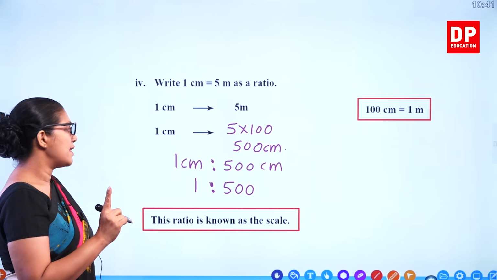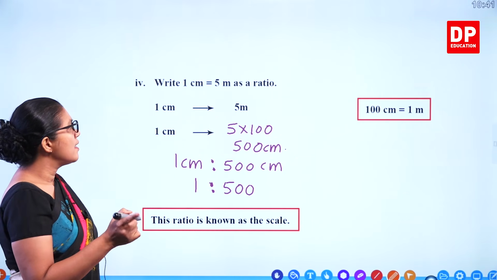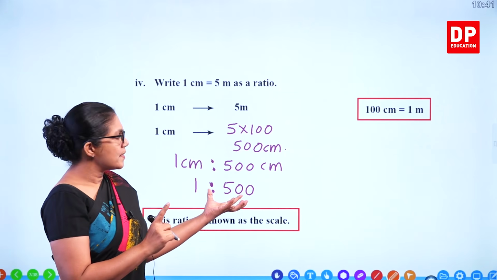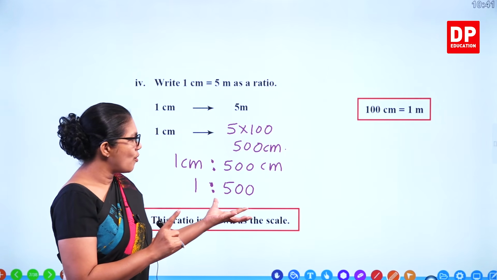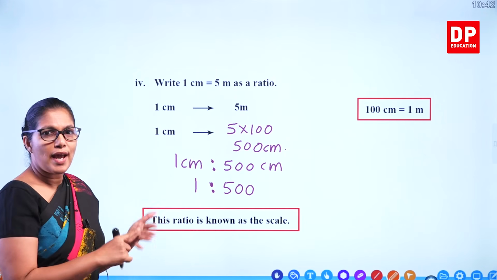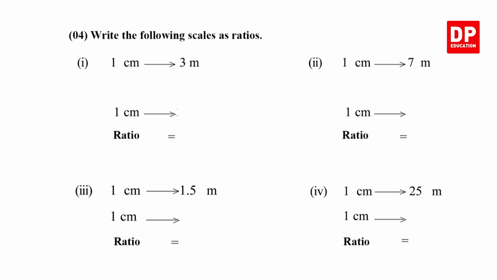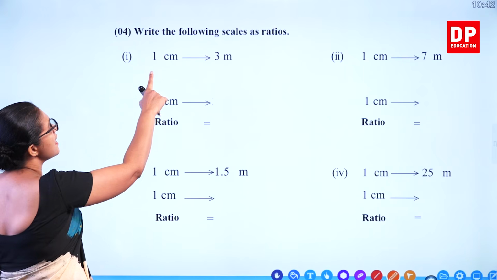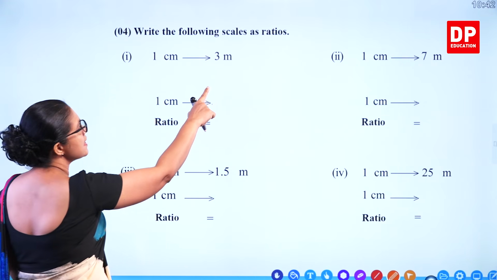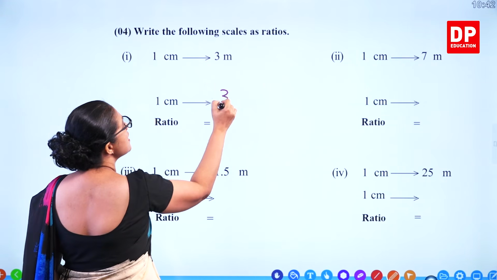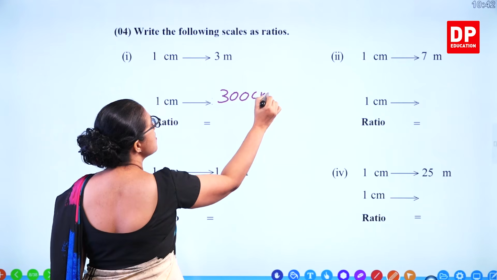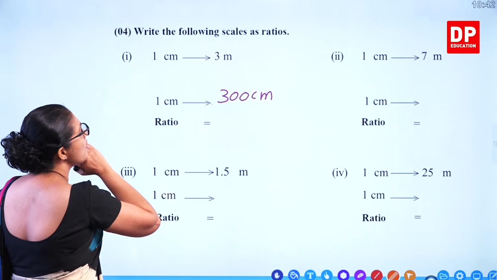So there are 2 ways you can represent the scale, as a ratio or using arrows. Write the following scales as ratios. 1 centimeter, 3 meters. Convert to centimeters. That's 300 centimeters. Multiply by 100. So what's the ratio?